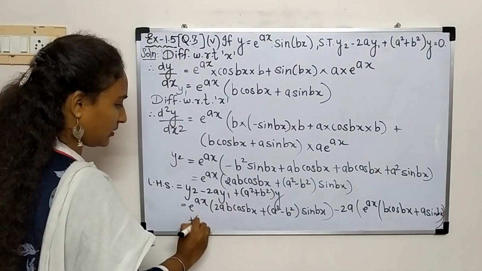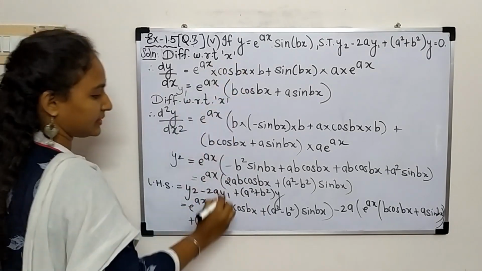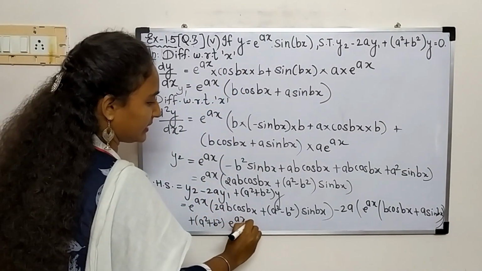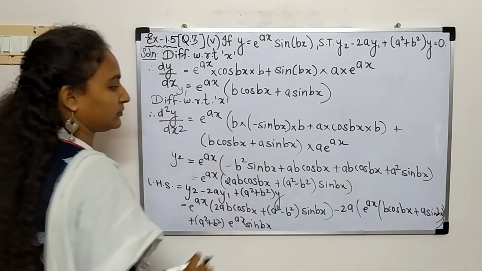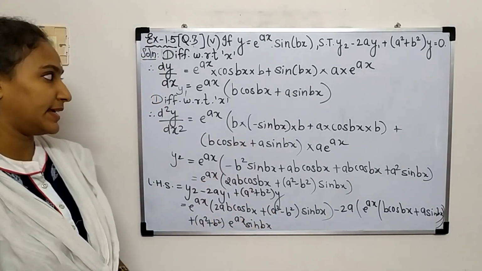And plus a square plus b square into y. Y is e power ax sin bx. Now let us expand this and get our RHS.